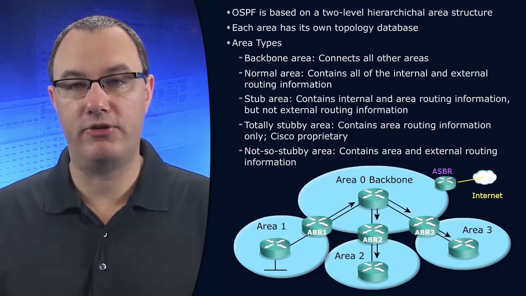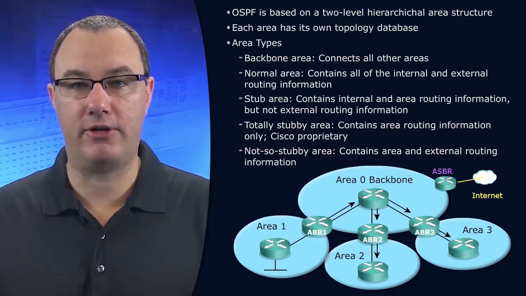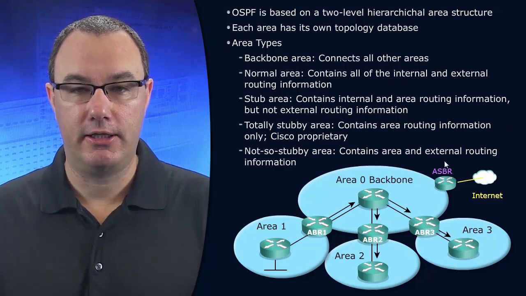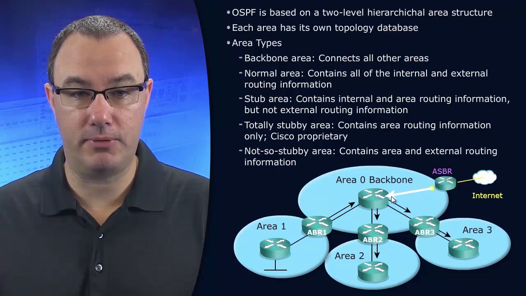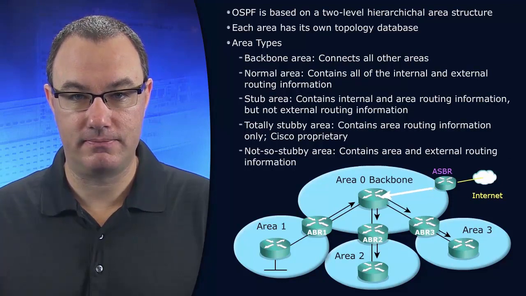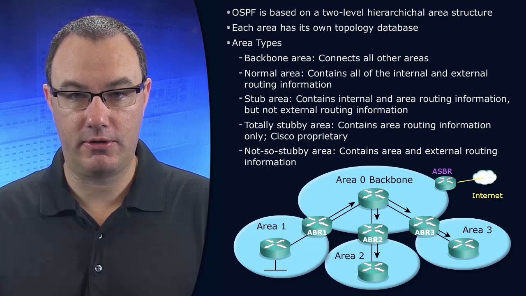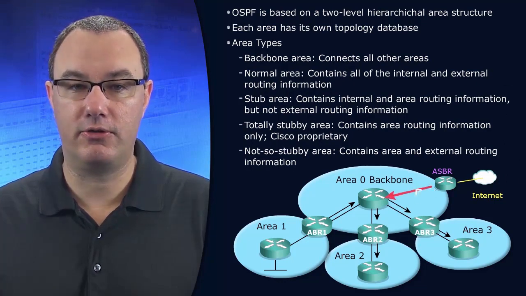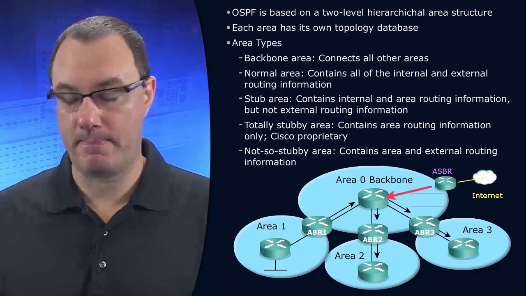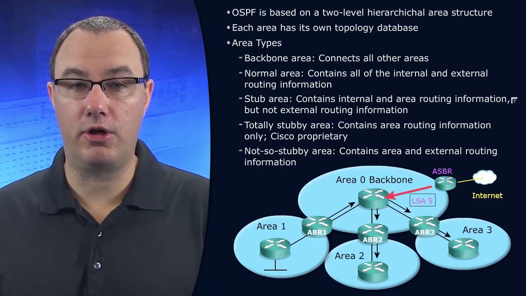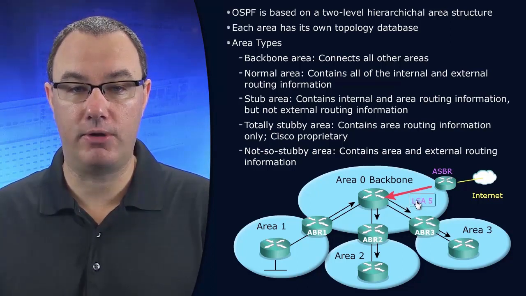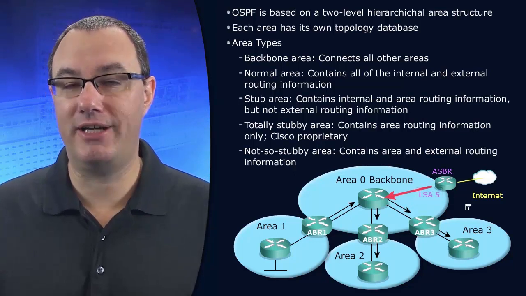So what does the ASBR do? What LSA type is it going to inject? They will inject type 5 LSAs. Those are the external LSAs, right? And so that can be a large number of routes. That's what I want you to think. The ASBR can be injecting an absolute gargantuan amount of routes.